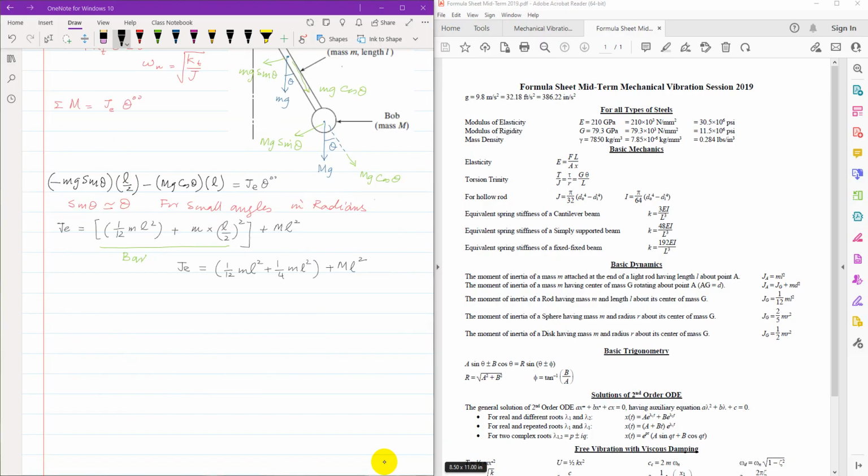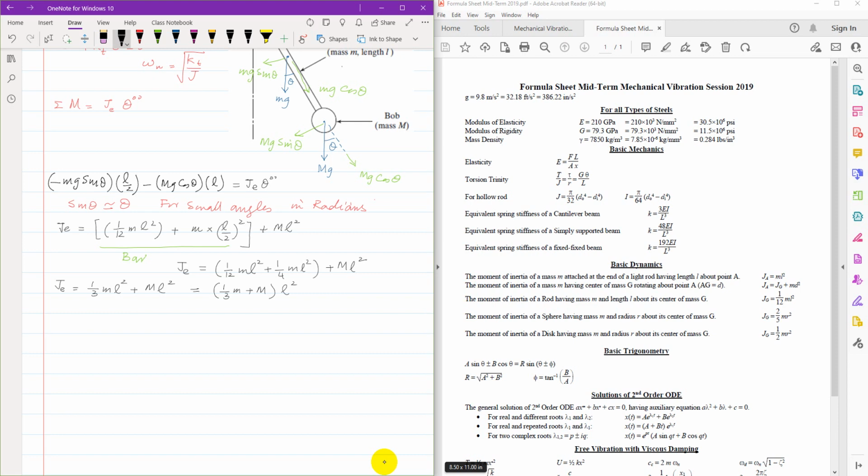So J equivalent is now 1 over 12 m L squared plus a quarter m L squared plus uppercase M L squared. So now I have J equivalent as a third m L squared plus uppercase M L squared, and then I can take L squared as a common factor, it will be a third lowercase m plus uppercase M into L squared. And I got that J equivalent, and I'm going to simplify it.